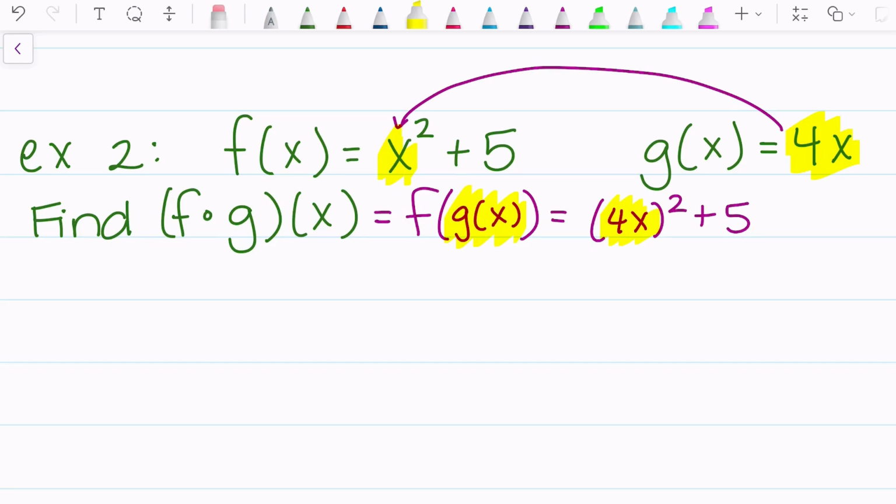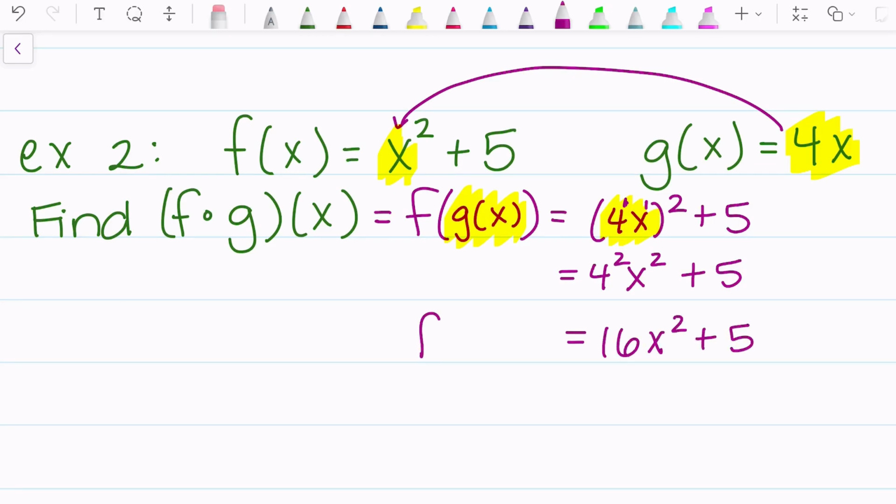Now I'm going to simplify. When I have 4x squared, using exponent rules I have to raise 4 to the second power and the x. These both technically have an exponent of 1 right now, and so they would multiply that by 2. So this is really 4 squared x squared plus 5, which is really 16x squared plus 5. And then again, I'm going to write that fancy notation in my answer.